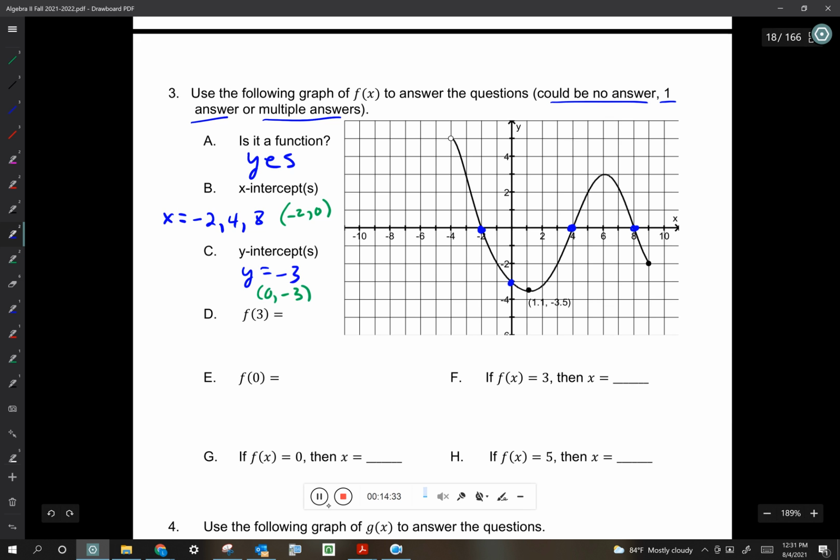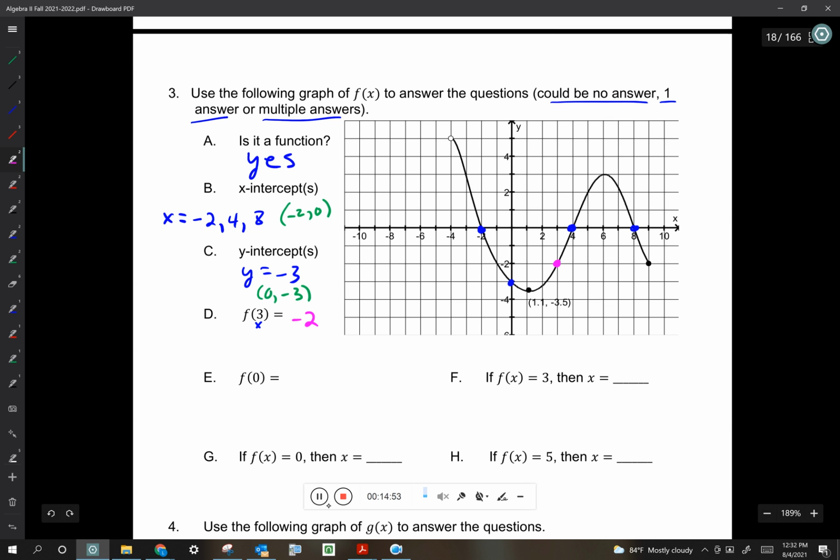Okay, so letter D, f of 3. So which one is 3? Is it the x or the y? Well, whatever's in the parenthesis, remember, is your x. So go to where x is 3. It looks like x equals 3 right here. Where does that hit my graph? I'm going to say that's right here when y is -2.